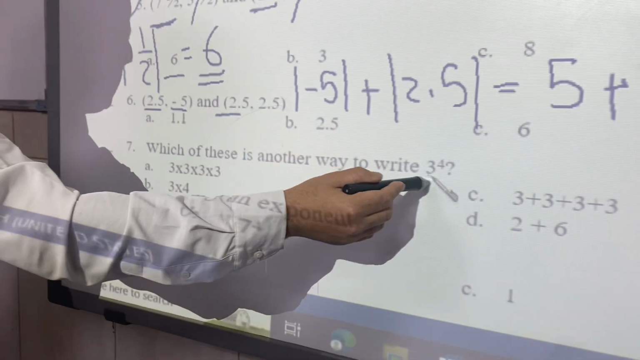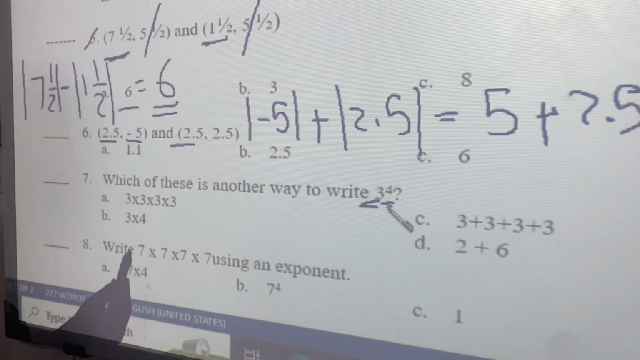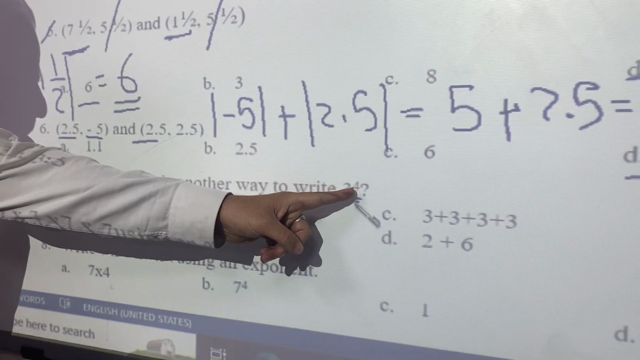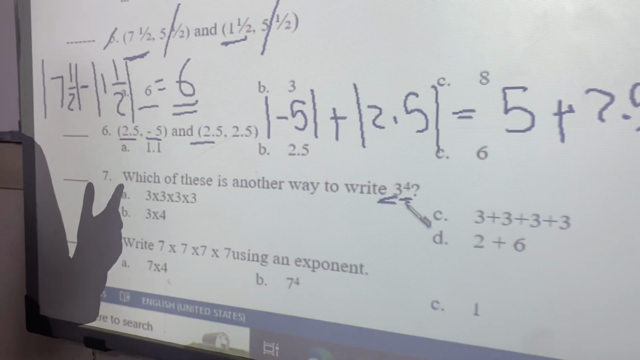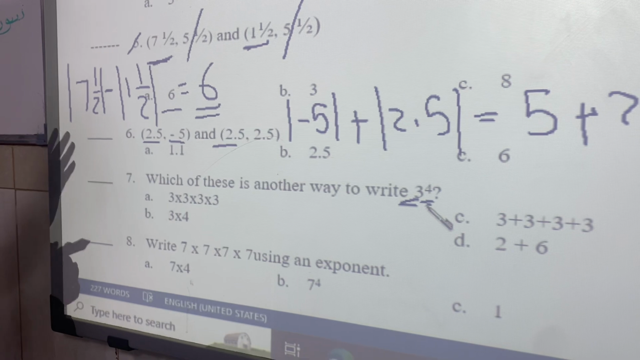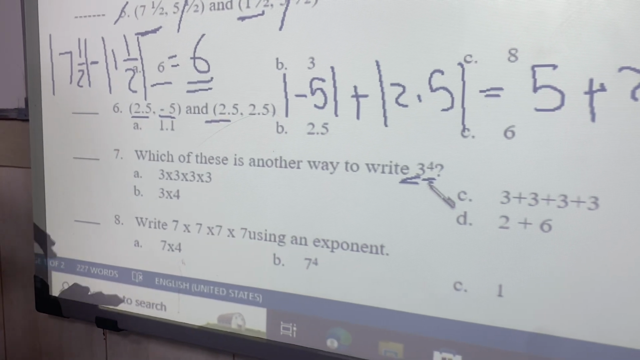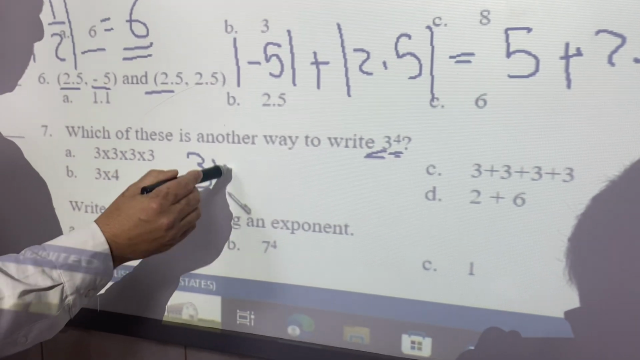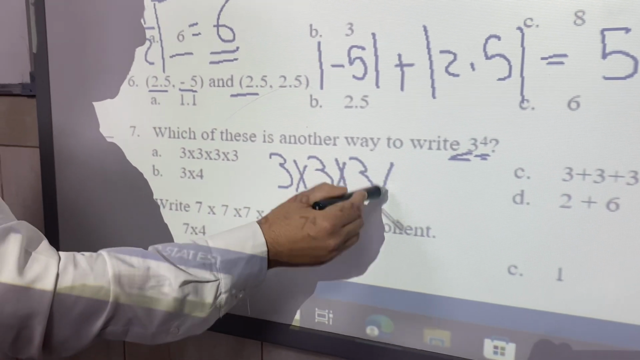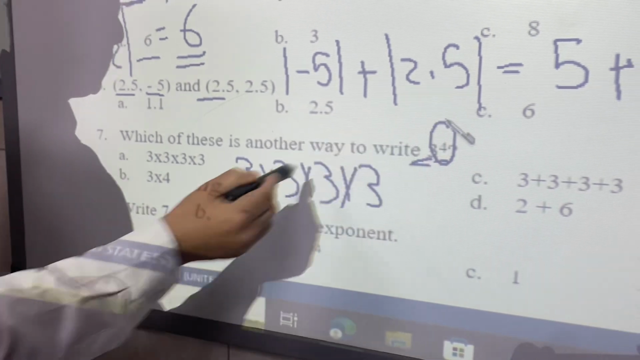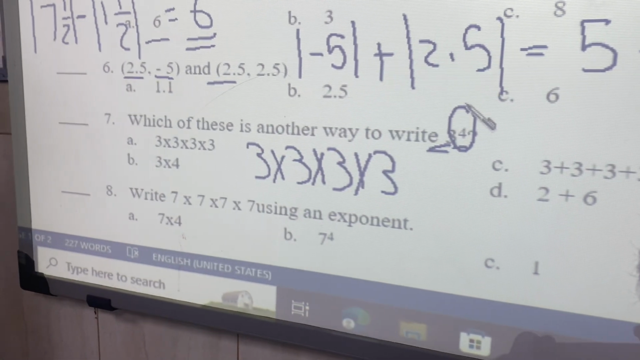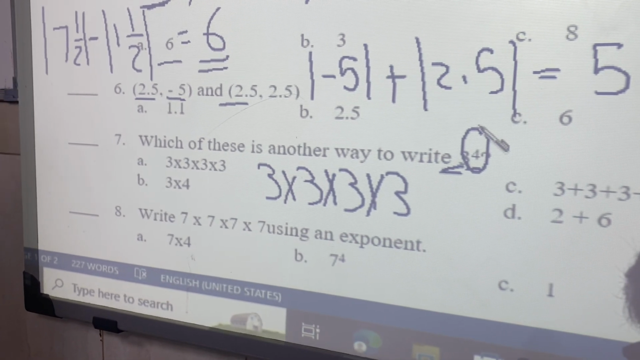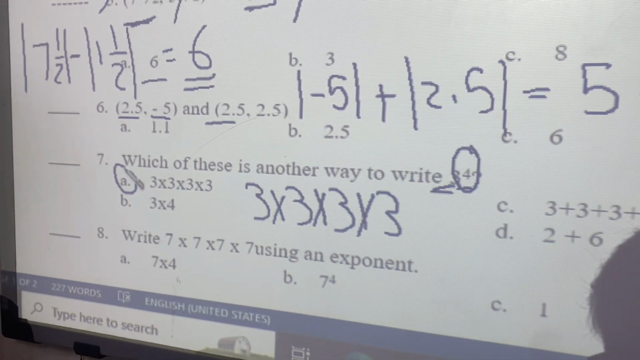So this is the base and this is the height. Don't be confused to multiply 3 by 4. The base is 3 and the exponent is 4. The exponent is just telling me how many times you need to multiply the base by itself. So 3 will be repeated 4 times: 3 multiply 3 multiply 3 multiply 3. The exponent just tells me how many times to multiply the base by itself. It's not a matter of multiplying the base by the height. So the answer is A.